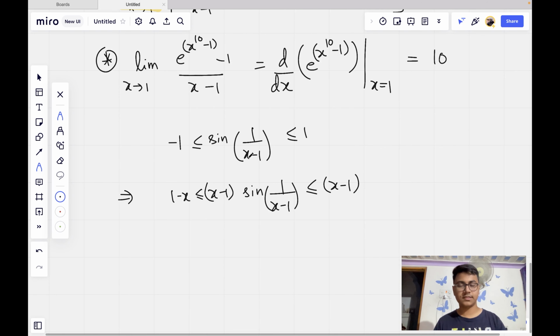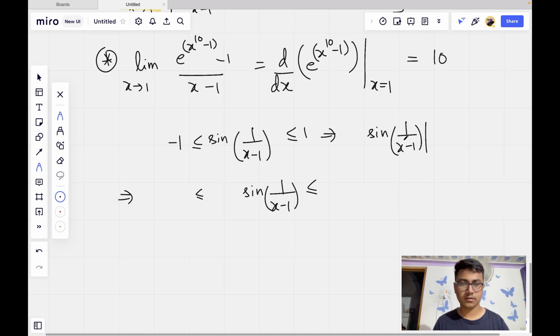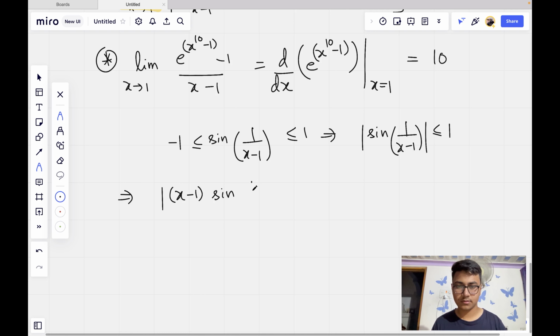If x is less than 1, this will be negative. If x is greater than 1, this will be positive. So we can't really multiply out by x minus 1. But what we can do is, this tells us the modulus is less than or equal to 1. Please excuse that stupid mistake of mine. Now we multiply, and the modulus of this is less than or equal to the modulus of x minus 1, right?